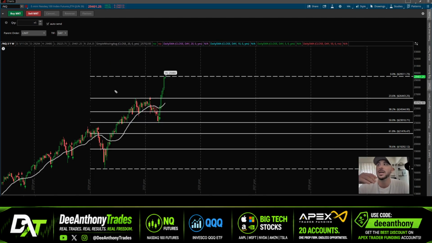Number two, you can look at things like a daily 5 simple moving average, right? Where is the daily 5? Are we trading over or under it? If we're trading over it, then for a fact the bulls are still in control until they have a daily candle that closes below the daily 5. I mean, that's your power trend.